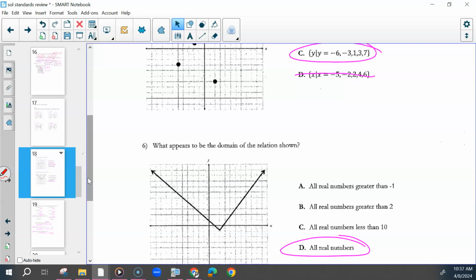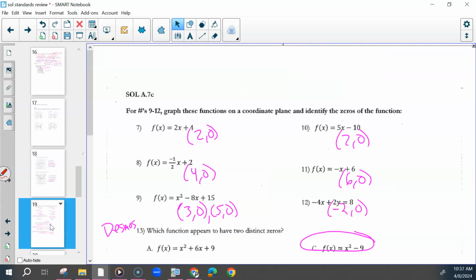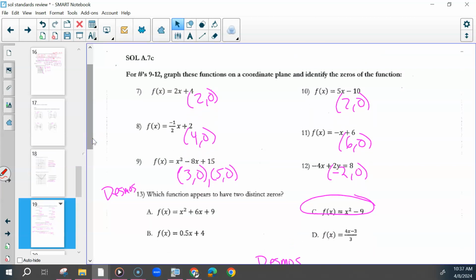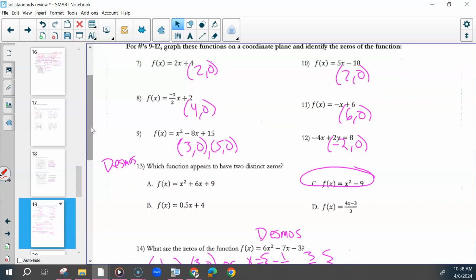And then on the next page, this asks about zeros. Your zeros are your x-intercepts, so you could have put each of these into Desmos and found where it crossed the x-axis. So the x-intercepts, the zeros for 7 were 2, 0. 8 was 4, 0. 9, there were 2 of them, 3, 0 and 5, 0. 10, 2, 0. 11, 6, 0. 12, negative 2, 0.